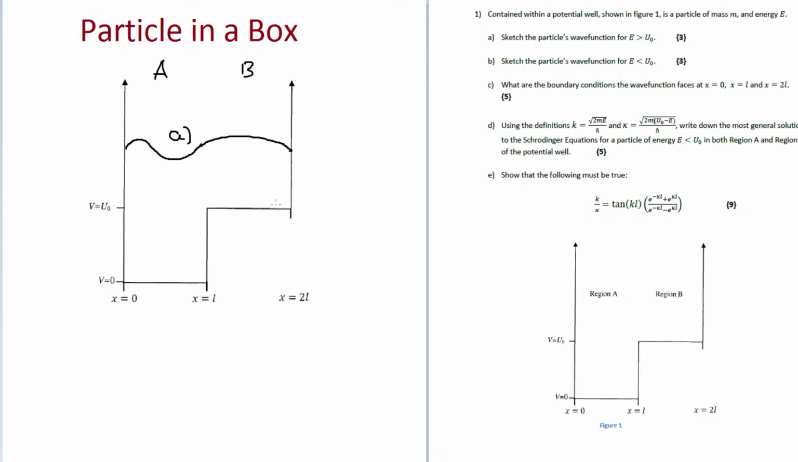Sketch the particle's wave function for E less than u0. Okay, so that means we're down here in this area. So what does that look like? We have, again, some wave function here, which is going to come up here. This should be an even period, but I'm not great at drawing. And then we're moving into this step, and your particle isn't reflected here. It's going to tunnel through and decay, because you still have some probability of moving through here, right?